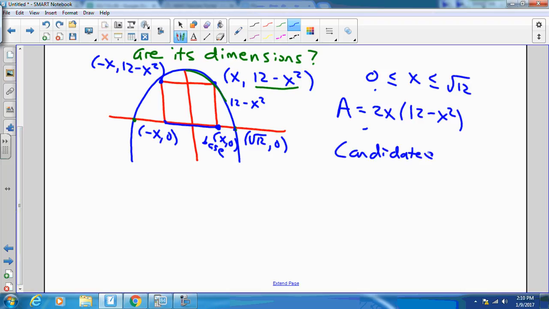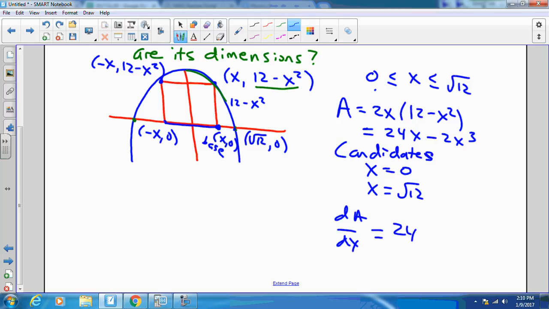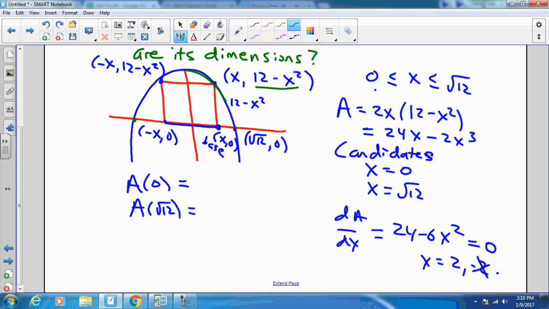I can very quickly do the critical point endpoint thing. My candidates are x equals 0 and x equals root 12, the endpoints. And I can simplify the area and take its derivative. dA/dx equals 24 minus 6x squared. And I get x equals 2 or negative 2. X equals negative 2 is outside of the domain.